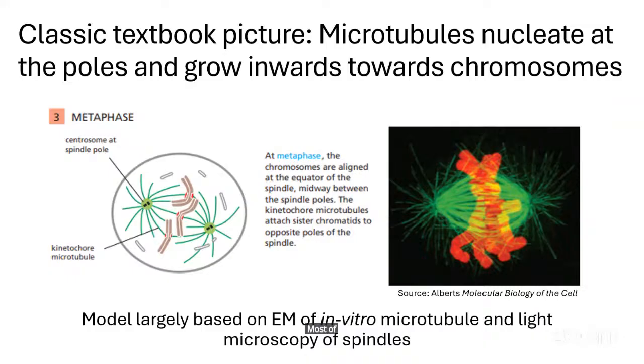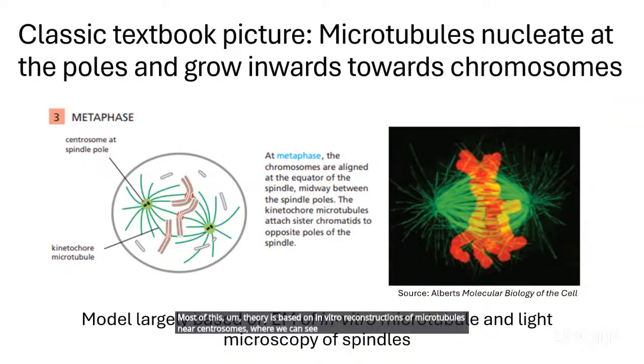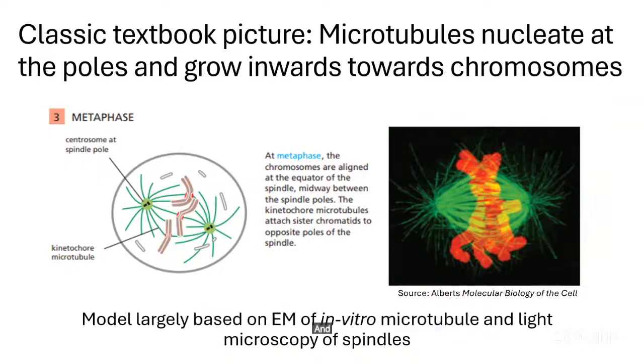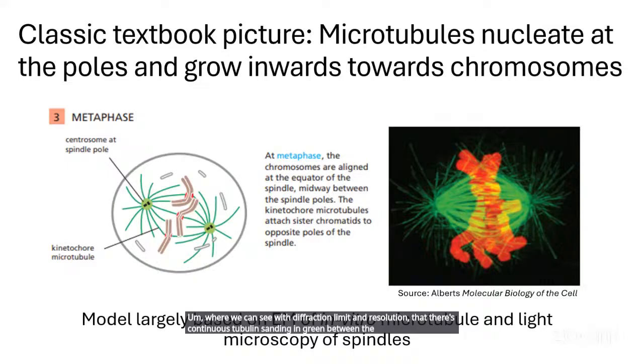Most of this theory is based on in vitro reconstructions of microtubules near centrosomes, where we can see that they nucleate and grow radially out, and light microscopy of spindles, where we can see with diffraction limit resolution that there's continuous tubulin staining in green between the chromosomes in red and the poles. Unfortunately, at the diffraction limit of light microscopy, we really don't have the resolution to explicitly test whether or not these predictions are true, because we can't observe individual microtubules in these dense bundles.